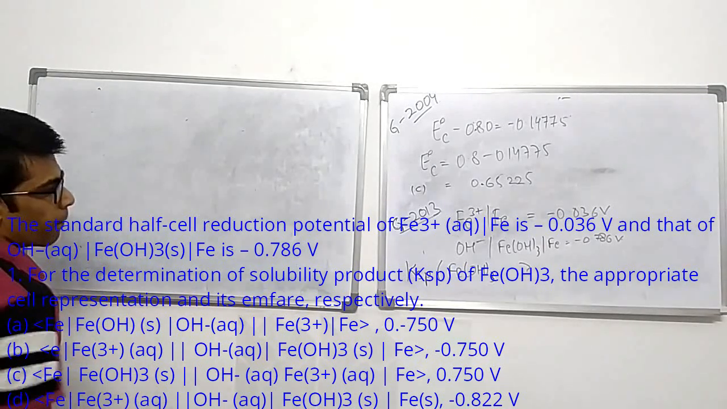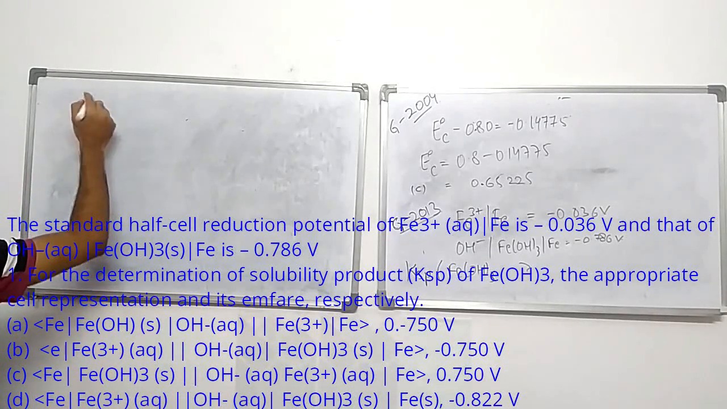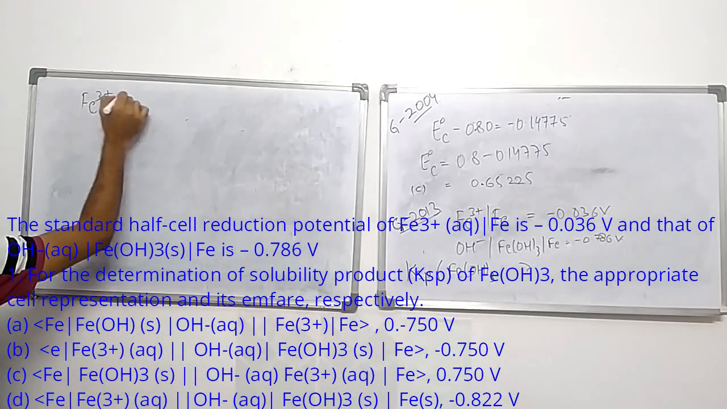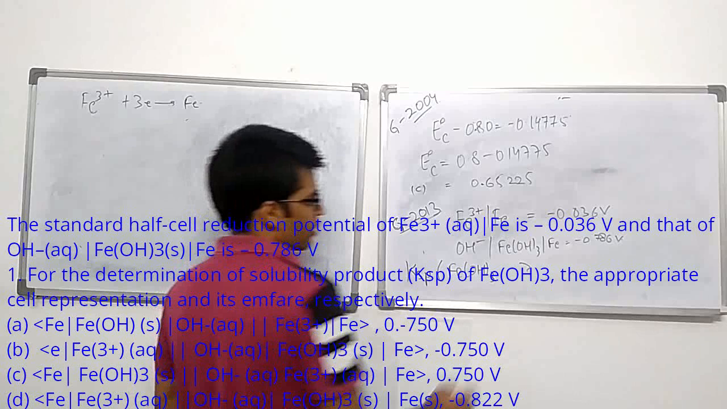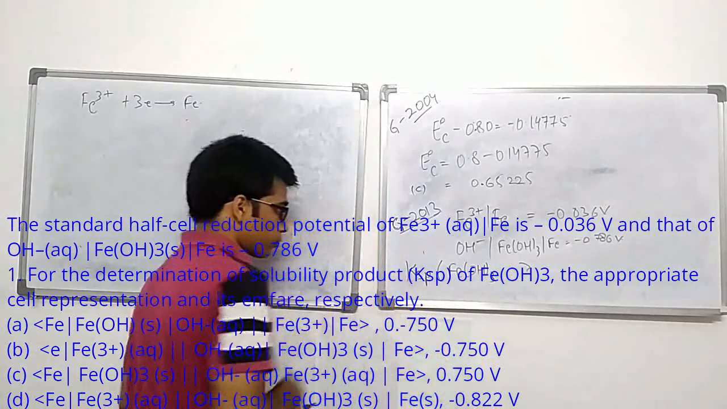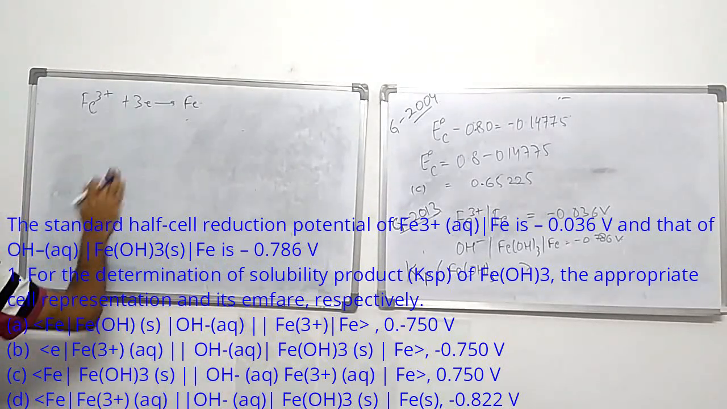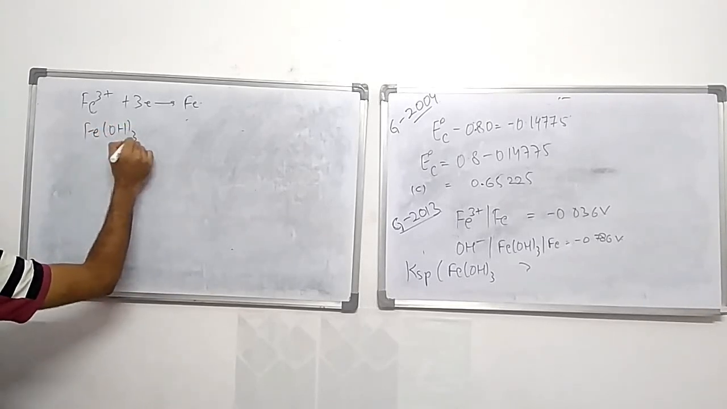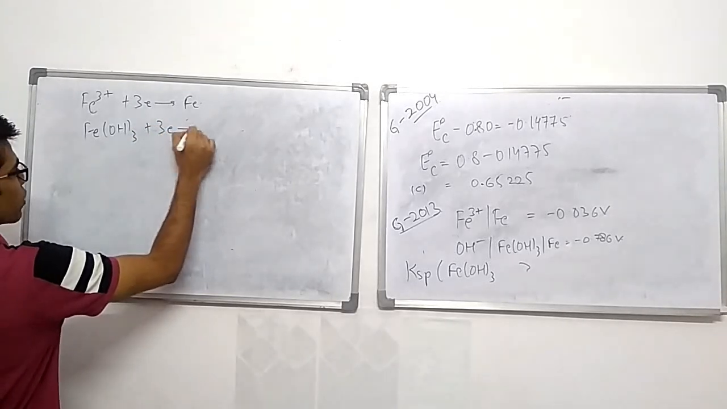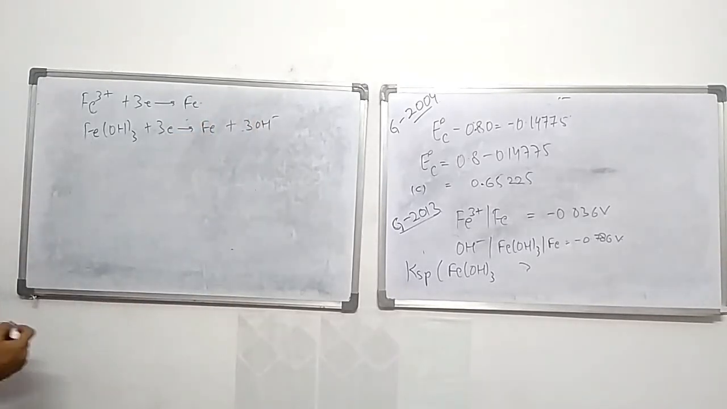So let us first write the reactions for these two. So that will be what? Fe 3 plus plus 3 electrons gives Fe, and in this case what is happening? So we have OH minus ions, we have FeOH whole thrice and Fe. So we will get FeOH whole thrice plus 3 electrons gives Fe plus 3 OH minus. Let us say we have these two and the reduction potentials are given.